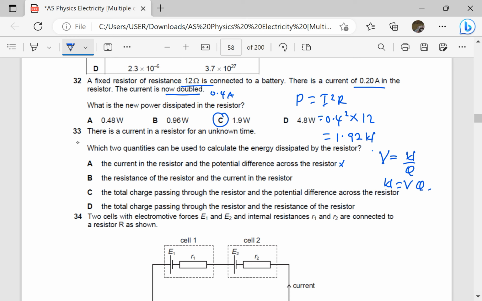B. The resistance of the resistor and the current. I times R will give us only the PD, so this is not correct. C. The total charge passing through the resistor and the potential difference. V times Q will give us the energy, so this is correct. So the answer is going to be C.